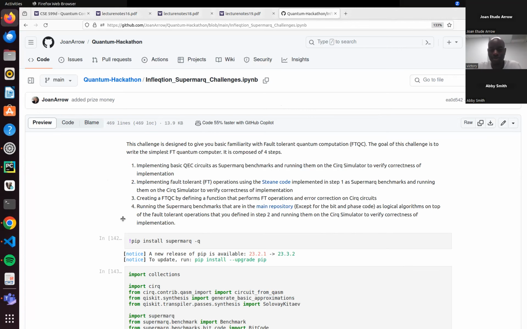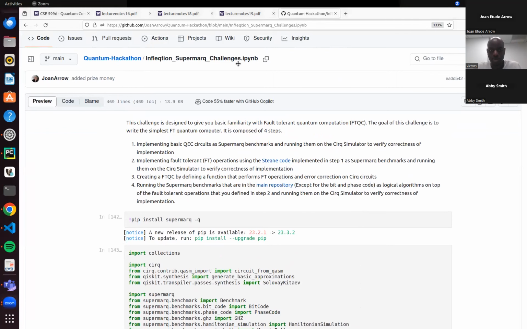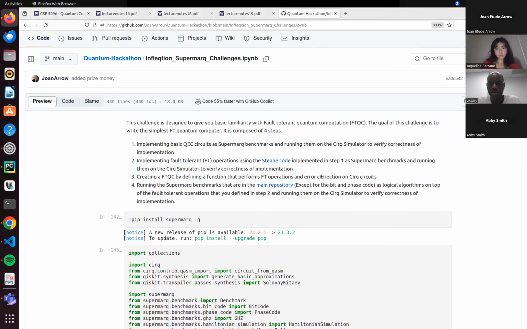Nice. So this is the Supermarq challenges file that's in the hackathon repo. Yep, exactly. So the goal of the hackathon is actually to create a fault-tolerant quantum computer, which is another term that we haven't defined yet, but it's basically a quantum computer that runs error correction in a way where the errors don't spread out and just kill your computation.